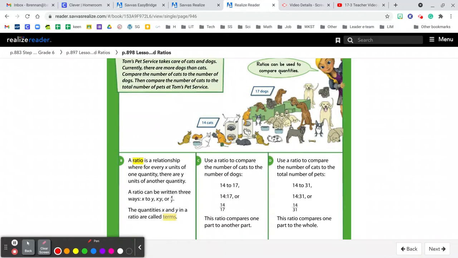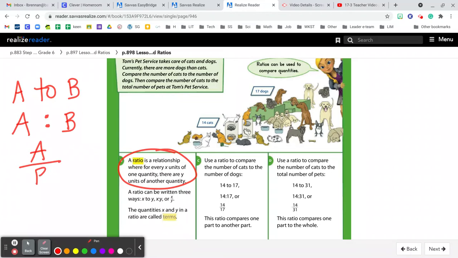A ratio is a relationship: for every X units of one quantity, there are Y units of another quantity. It can be written in 3 ways. It can be written using the word to, quantity A compared to quantity B using to. It can be written using the colon, and it also can be written as a fraction. Those are the 3 ways that you can write a ratio.